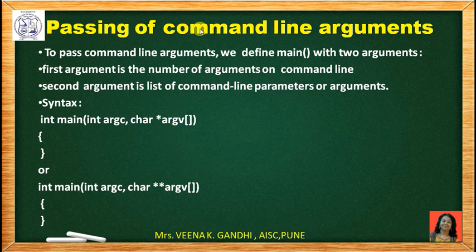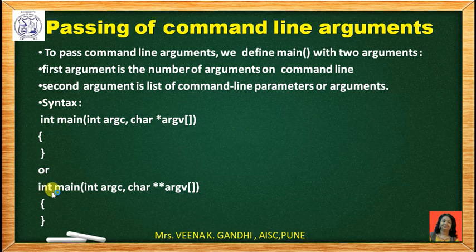Now, how to pass these command line arguments in a C program? To pass the command line arguments, we define the main function with two arguments, where the first argument is the number of arguments or number of parameters on the command line, and the second argument is the list of command line parameters or argument names. Syntax: in the main function, to pass the first parameter, int argc. Argc is the count of the number of parameters, and second is char star argv, an array of pointers. Argv is what? Array of pointers.